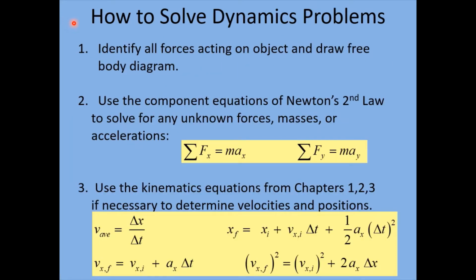For all the problems and examples that we're going to be doing in this part of the lecture, we're going to basically follow a series of steps to solve these problems. So the first thing is almost always to identify all the forces acting on the object and draw a free body diagram. We'll then use the component equations of Newton's second law and solve for whatever the problem is asking for. So we're going to be setting up Newton's second law, F equals ma, for the x direction or the y direction or both, depending on what is in the problem.